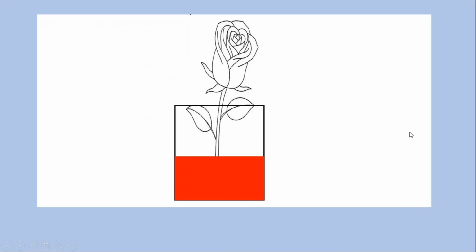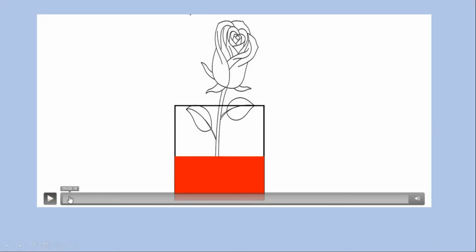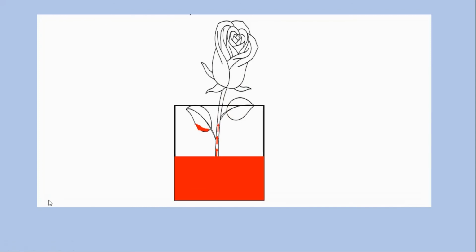Now how the conduction takes place in the case of the flower. So here first we kept the rose in the red ink, and here the arrow sign is showing how the red ink gets conducted to the flower and how the color of the petals and leaves also gets changed. You can easily observe that first the leaves get changed, and here the petal color also gets changed.